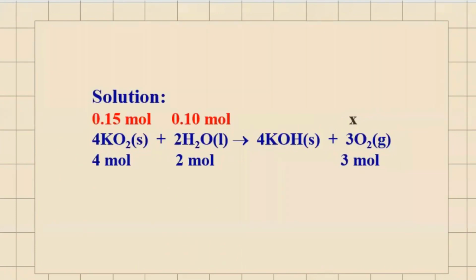After you identify the given and required, find out the number of moles from the balanced chemical equation. That means the coefficient of KO2 is 4. From the balanced chemical equation, KO2 is 4 mole, the number of moles of H2O is 2 mole, and the number of moles of O2 is 3 mole.